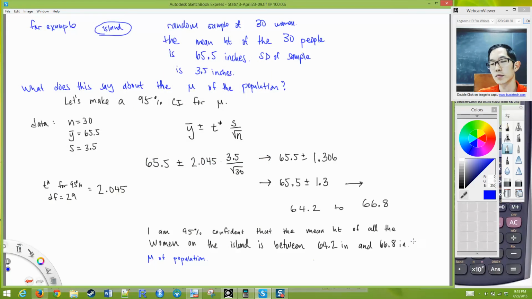Is this interpretation comfortable with you guys? Okay. How do we get here? We are creating an interval based on our sample mean because our understanding of the central limit theorem says that y bars come from the normal distribution, or in other words, y bars should be close to mu.